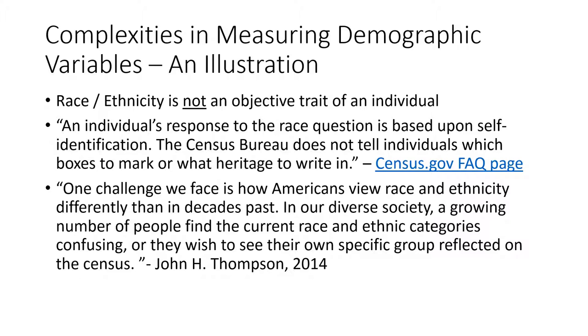An interesting thing to explain even more of these complexities when it comes to measuring race and ethnicity, this is another quote from John H. Thompson of the Census. In 2014, he pointed out that in our diverse society, a growing number of people find the current race and ethnic categories confusing, these being the racial categories that they were using in the 2010 census, or they wish to see their own specific group reflected in the census. The census is sensitive to changing cultural norms and social norms, and we can see that in some of the experiments they actually ran with the census data collection instrument here.